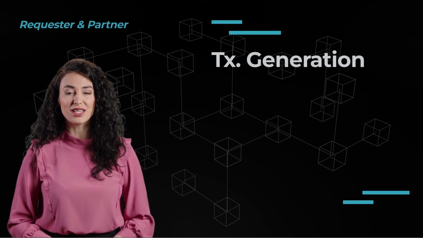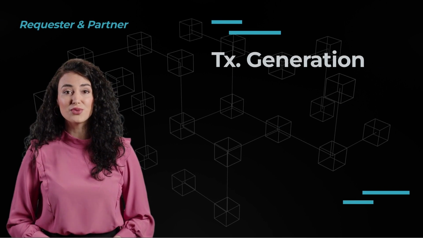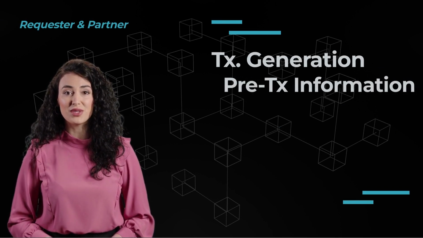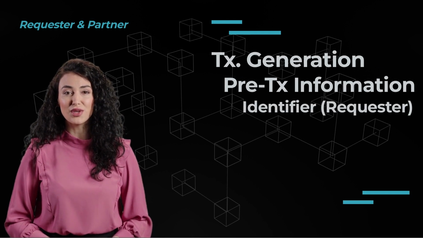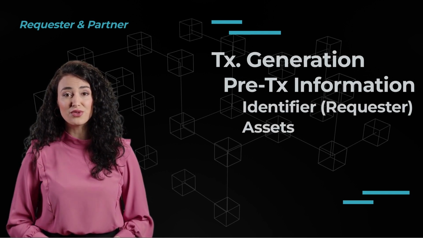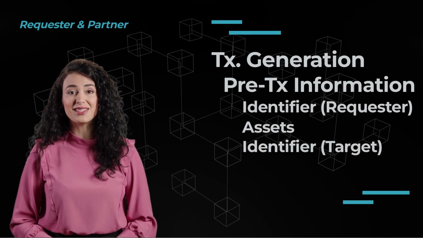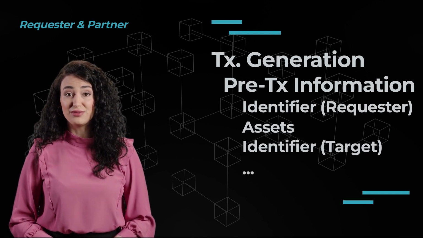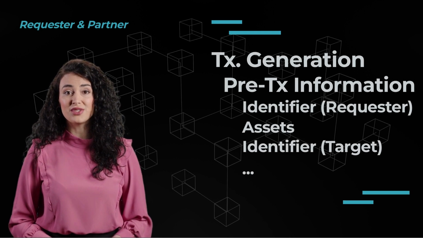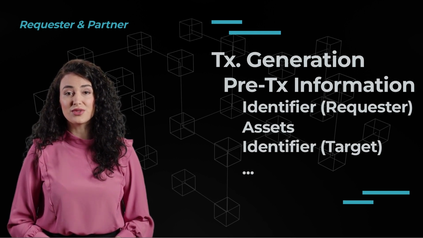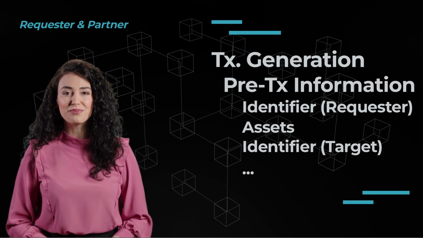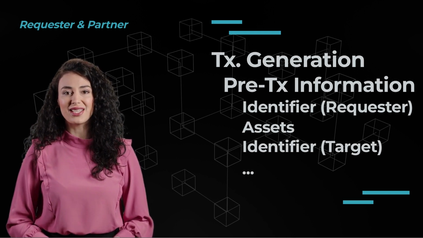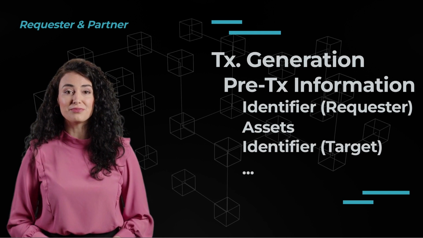In order to create a valid transaction, the requester needs to gather some pre-transaction information, which generally comprises an identifier of the requester, the assets to transfer, an identifier of the entity receiving those assets, a nonce, and the like. In most implementations, the pre-transaction information will also include the Peterson of the requester. Once this data has been gathered, the requester signs it, creating a signed pre-transaction.